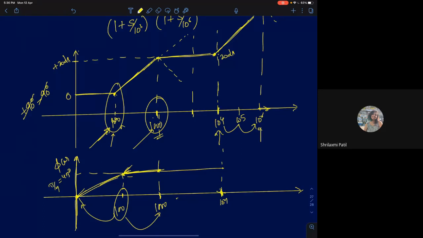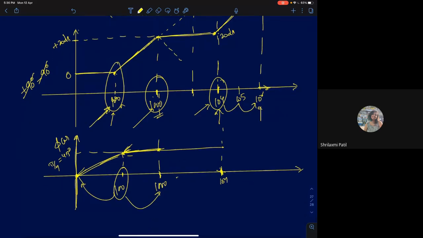Now, what will be the phase shift incurred by 10 power 4? That is your 0. This is a 0. It will be 45 degrees. Okay? So it will be 45 degrees at this point. The effect of the pole, this 0 and this pole is completely gone.